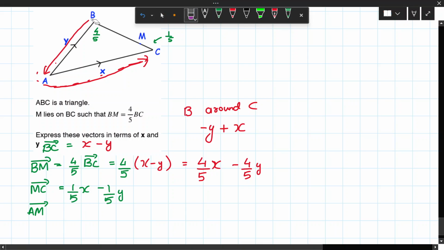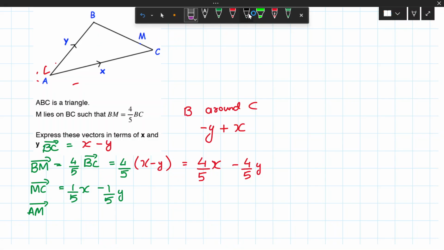The last one, which should take us a bit more steps, is finding AM. So first let's draw AM. AM would be going from A to M, and you need to remember we are going around. So I am going around from A to M. You can either go in the clockwise direction or the anti-clockwise direction. Both of them would give you the same answer. Maybe I'll show you both ways, just to make sure that I'm getting the same answer.